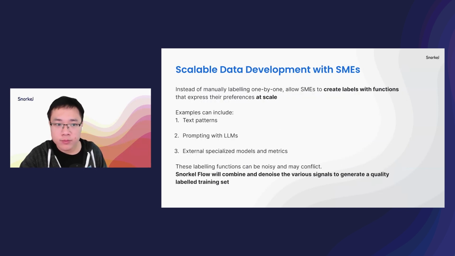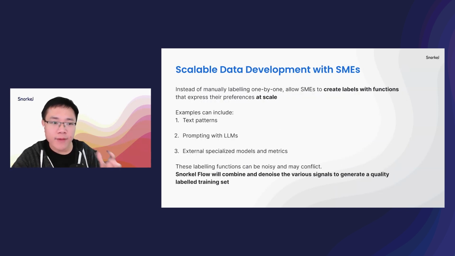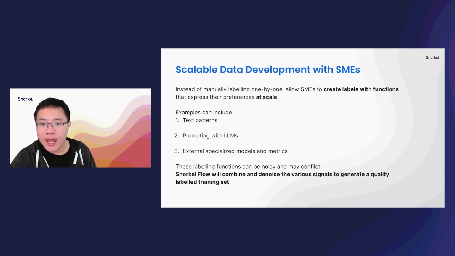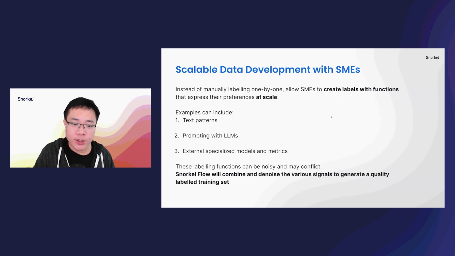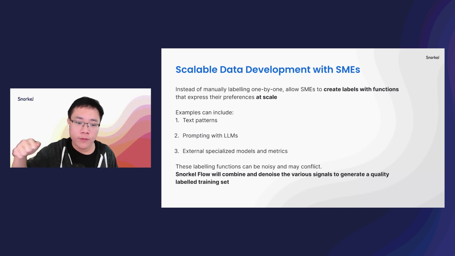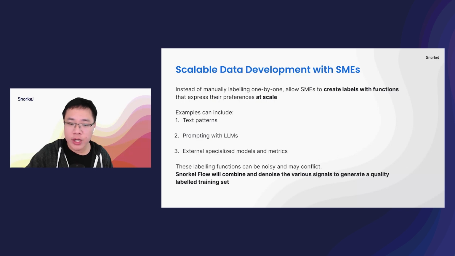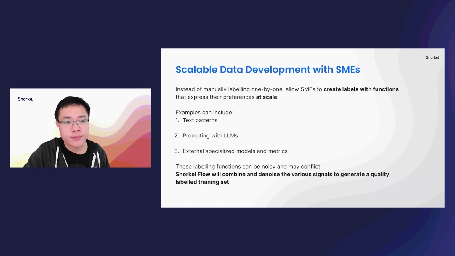So let's go into more detail. Instead of manual labeling one by one, allow SMEs to create labels with functions to express their preferences at scale. You can imagine text patterns, prompting with language models, or using external specialized models and metrics. These labeling functions can be noisy and can conflict, but the Snorkel platform will combine and denoise these various signals to generate a high quality labeled data set. So let's go deeper into each piece.